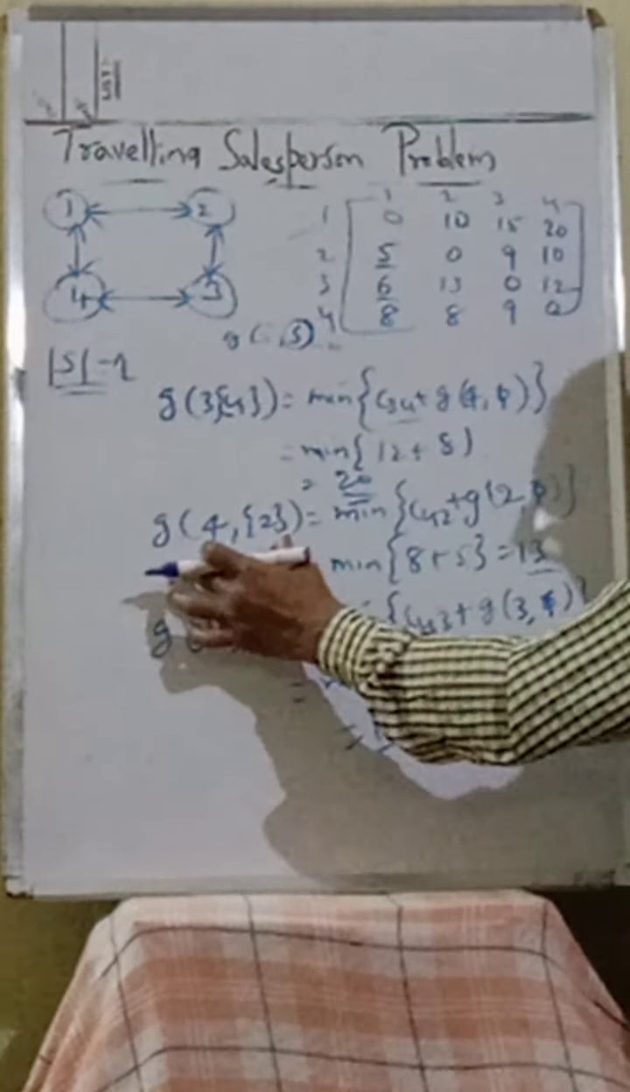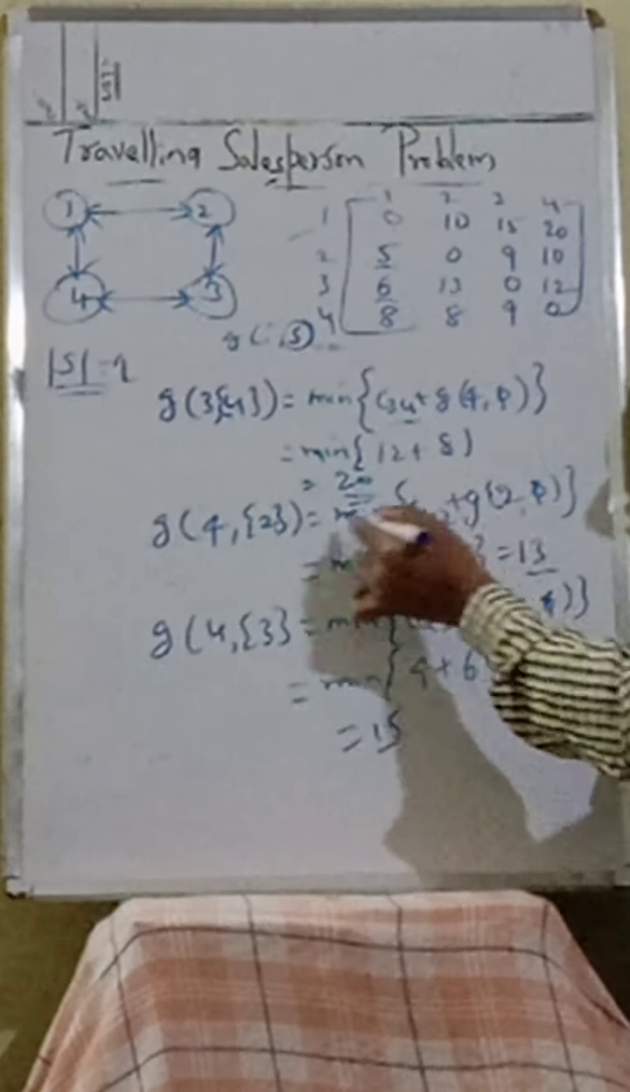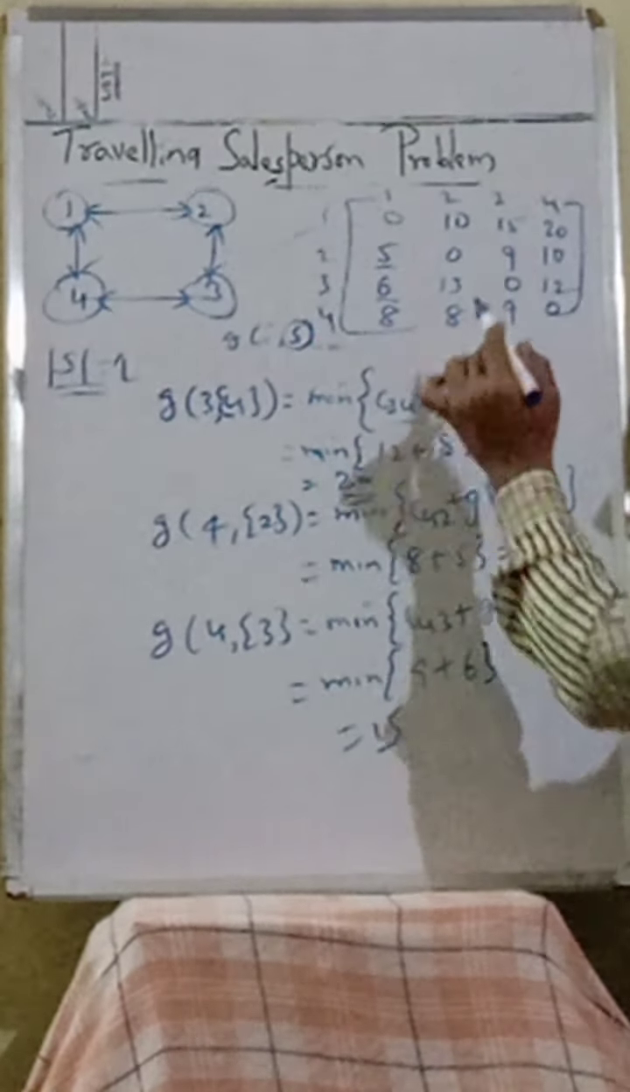So like that, expand the 4 comma 2 and 4 comma 3. What is 4 comma 2? So C42 plus G of 2 comma 5. C42 is 8 plus 2 comma 1 is 2, 1 is 5, 13.